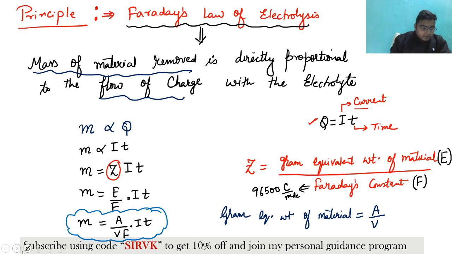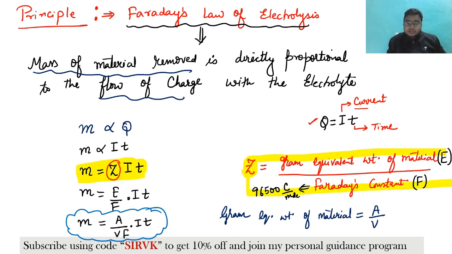Okay, so let's start our discussions of today's session. So basically in the earlier session, we have seen some of the formulas related to the ECM processes. Fine. So we have seen that mass is equal to ZIT, where what is the Z? Z is given by this formula, that is the gram equivalent weight of the material by Faraday's constant. Clear? So this is the formula that you always keep remember, my dear friend.